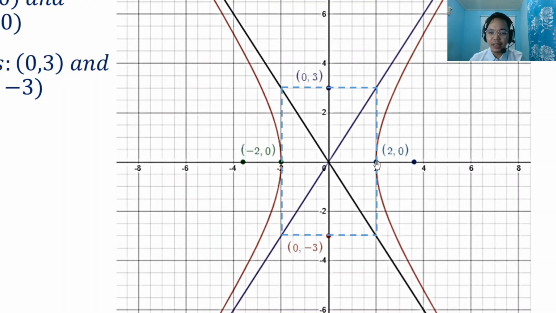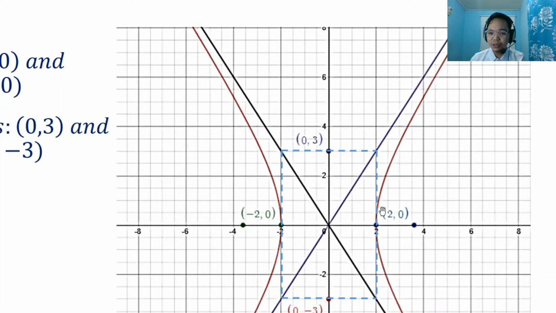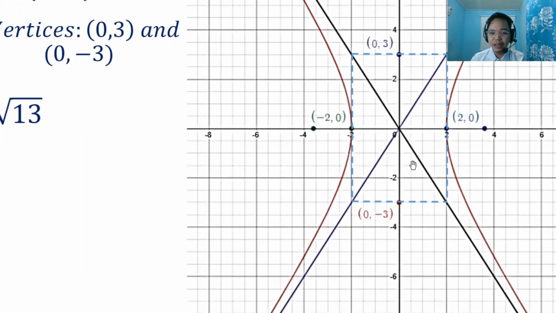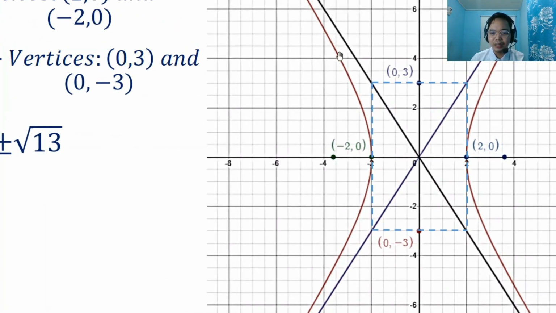Then from the vertex, after nating i-drawing yung ating asymptotes, i-drawing na natin yung ating curves. So this curve going here. So they will never intersect. They are going closer and closer to each other, but they will never intersect. That is the idea of asymptote. Okay, then sa other side, here, here.